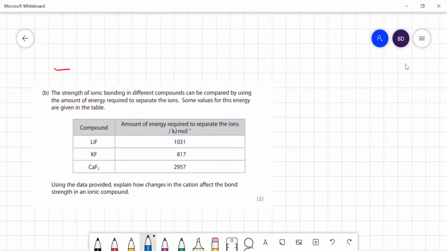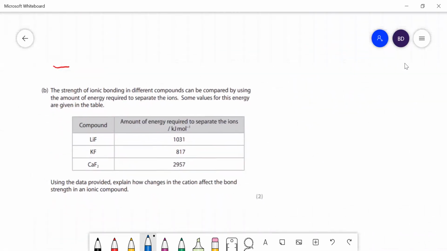Okay, the strength of ionic bonding in different compounds can be compared by using the amount of energy required to separate the ions. Some values for the energy are given in this table. Okay, so for lithium fluoride, potassium fluoride, and calcium fluoride, using the data provided, explain how changes in the cation, so the cation is the positive charge, the metal ion, affect the bond strength of an ionic compound.